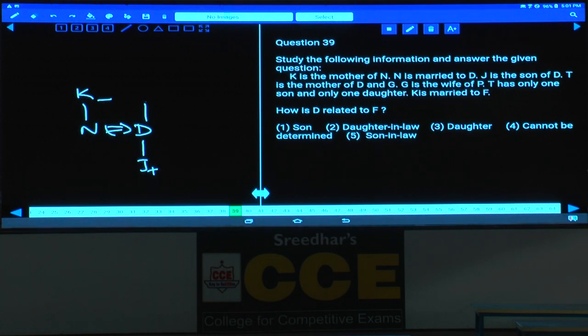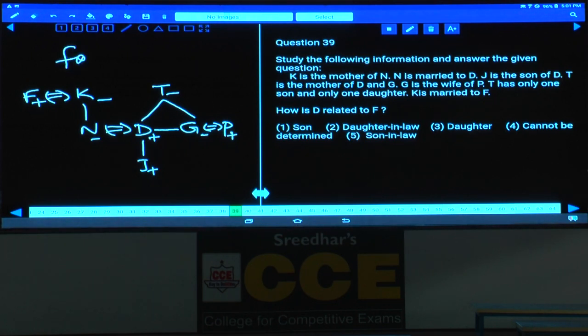Next one, T is the mother of D and G. T is the mother of both D and G, and D and G are siblings to each other, and G is the wife of P. As G is the wife of P, G is a female, and P is a male. T has only one son. As T has only one son and only one daughter, out of which G is the daughter, hence D must be a male. If D is male, N is a female. K is married to F. As K is married to F, K is a female, F is a male. Clear now? Now the given information can be related in this family tree diagram.